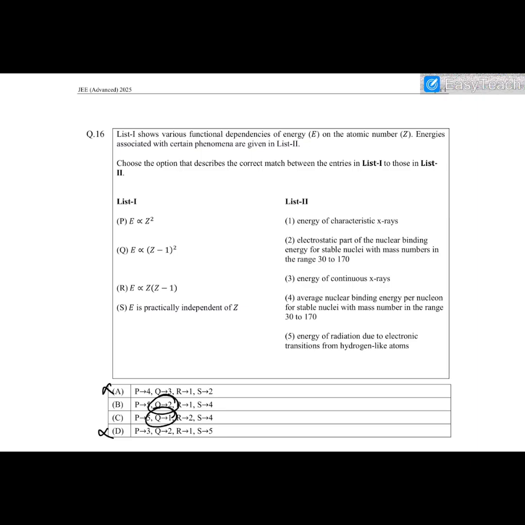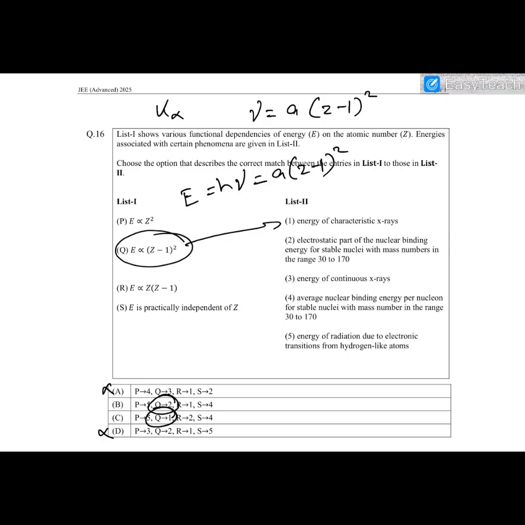In the Q option this energy is seen, and we know that this is the energy of characteristic X-rays, because if you remember the Moseley equation for the K alpha line, it is the square root of frequency equal to A into (Z minus 1), so h nu will be A into (Z minus 1) whole square. So h nu will be the energy of the characteristic X-ray photon. So this Q option matches with 1. So the correct option will be C.